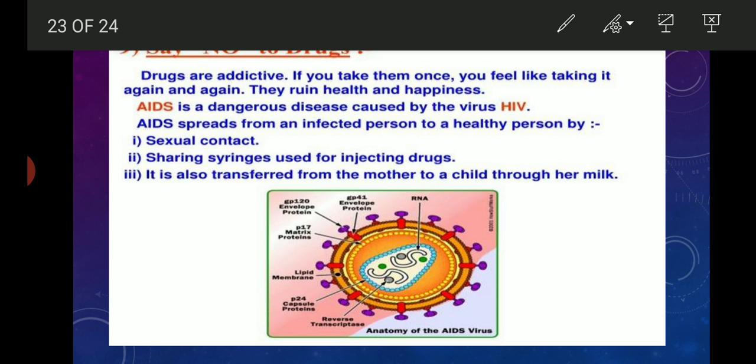It is caused by sexual contact, by sharing syringes used for injecting drugs, and it is also transferred from mother to child through her milk. So say no to drugs, stay positive, and build up your positive personality.